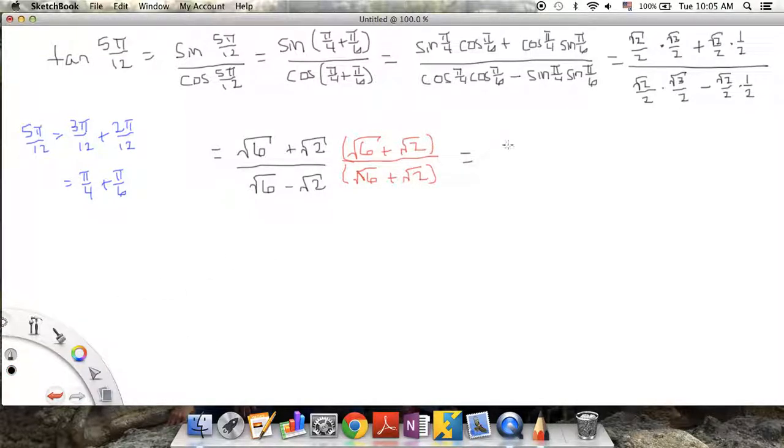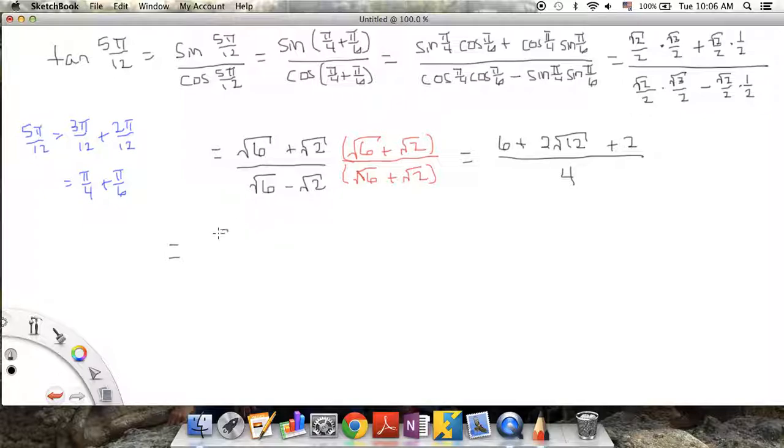So we multiply that out, and if we FOIL the top out, we get 6 plus 2 times the square root of 12 plus 2. And then on the bottom, we end up just like we did last one, where we get 6 minus 2, which is 4. Make sure you know how to do that. I'm skipping steps, assuming you know your algebra.